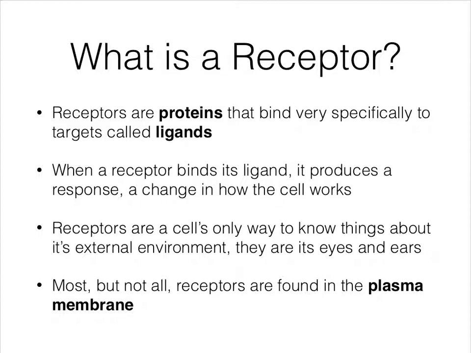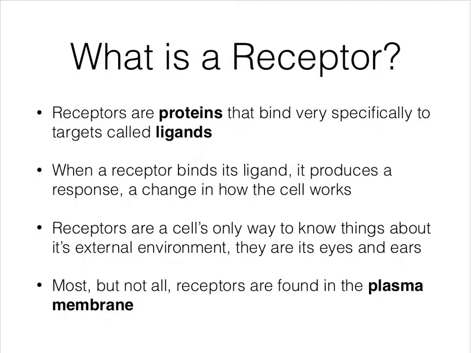When a receptor binds to a ligand, it usually produces a response. There's no real point to bind something if you aren't going to react to it in some way. That response could be a bunch of different things. We'll talk about what some of them are later. But it produces some change in how the cell works. That could be a long-term change. It could be a short-term change. It could be a morphological change, but it produces some sort of change in how the cells work.